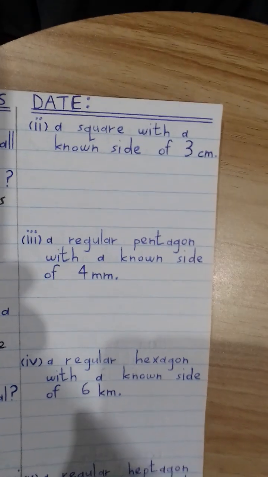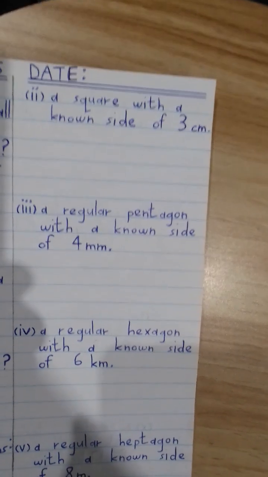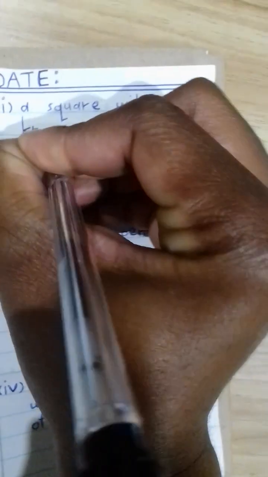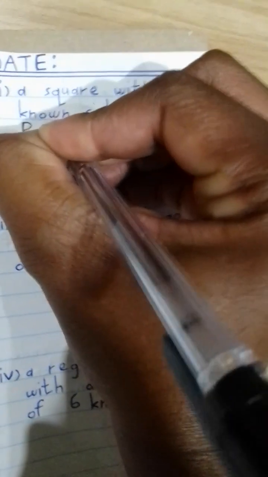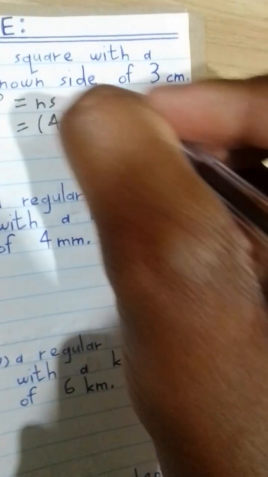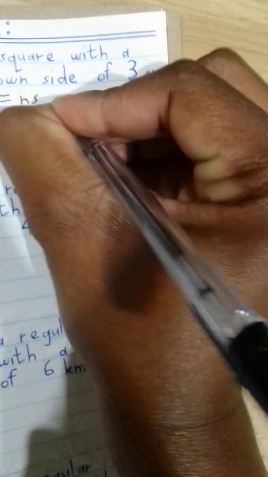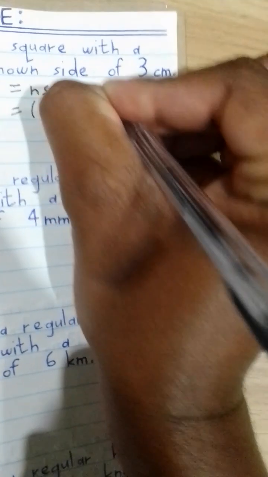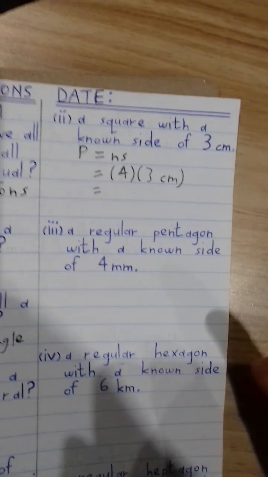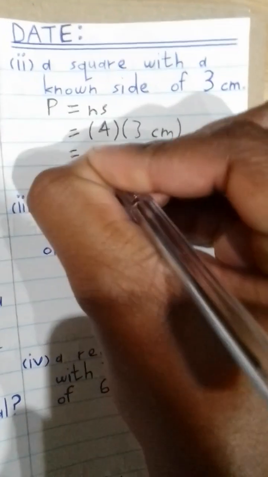Roman numeral number 2 states, a square with a known side of 3 centimeters. So as usual, perimeter is n times s. A square has 4 sides. Length of the known side is 3 centimeters. Four times 3 is 12. So the perimeter is 12 centimeters.